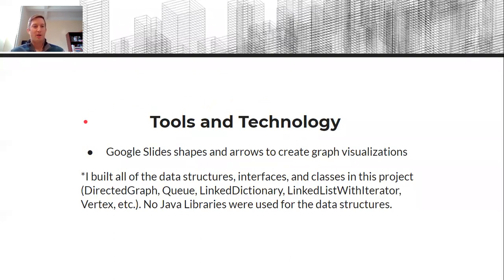Tools and technology. Since I built all of the different data structure classes, like the directed graph, the queue, the linked dictionary, the linked list with iterator, and so on, myself using the interfaces and information from the textbook in our course, the main technology I used was Google Slides, the shapes and arrows portion, to create the visualizations of the graph, which you will see here shortly.